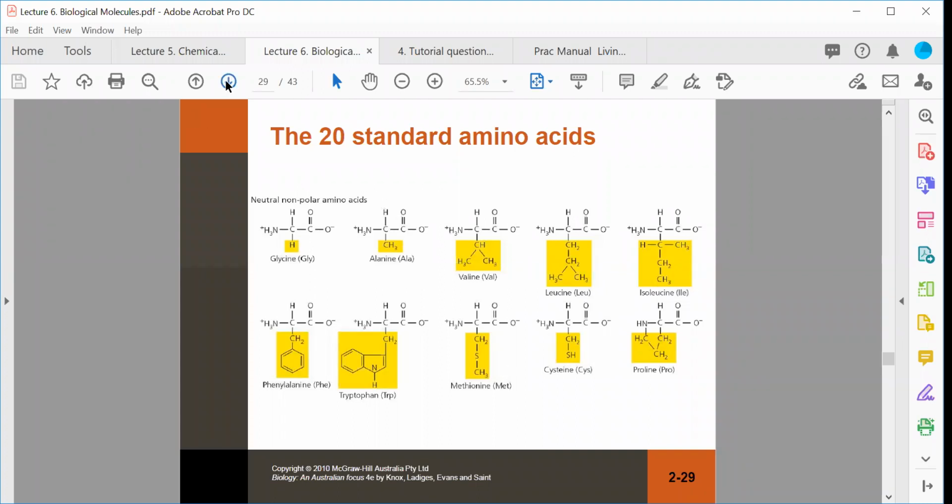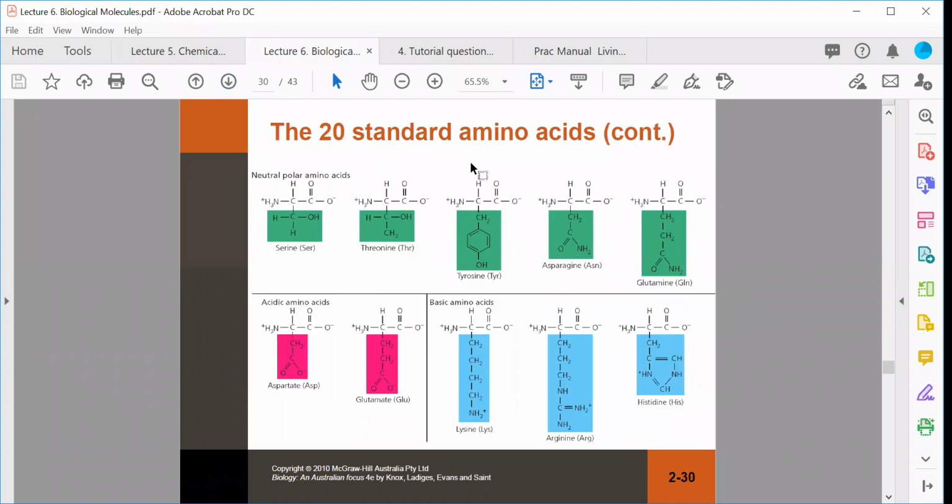Okay, so that's the first group of standard amino acids, and here are the rest. So in green, we have the neutral polar amino acids. In pink, we have the 2 acidic amino acids, and here we have our 3 basic amino acids. So once again, you don't have to remember these. If you were doing a major in biochemistry, it would be different.